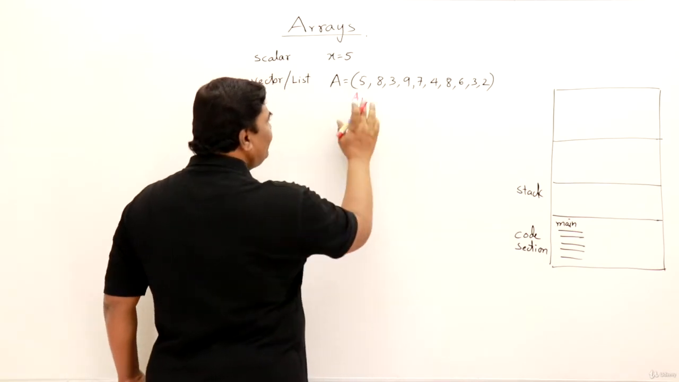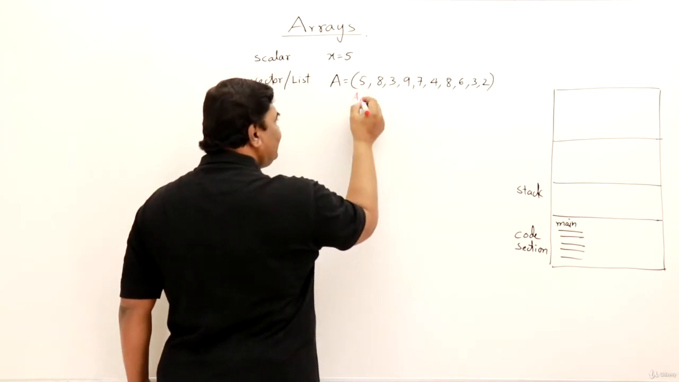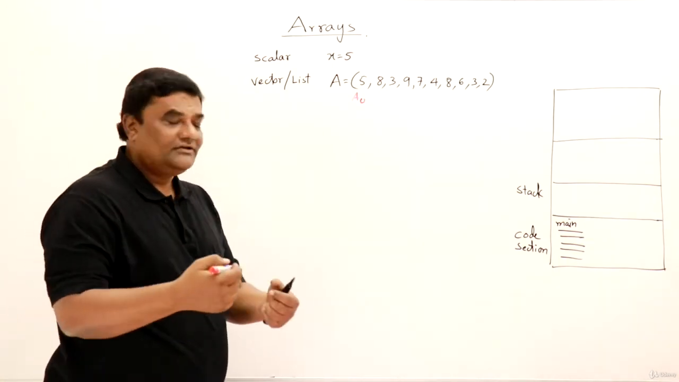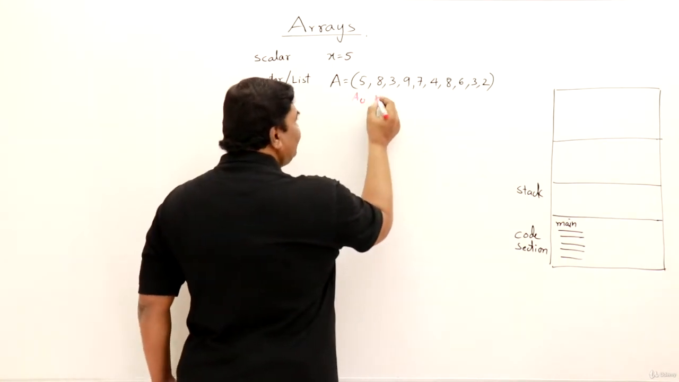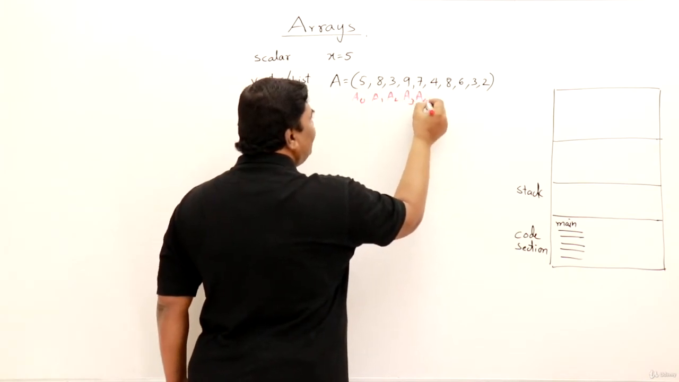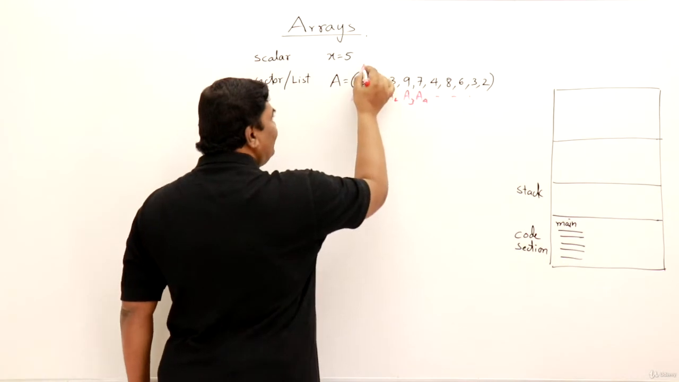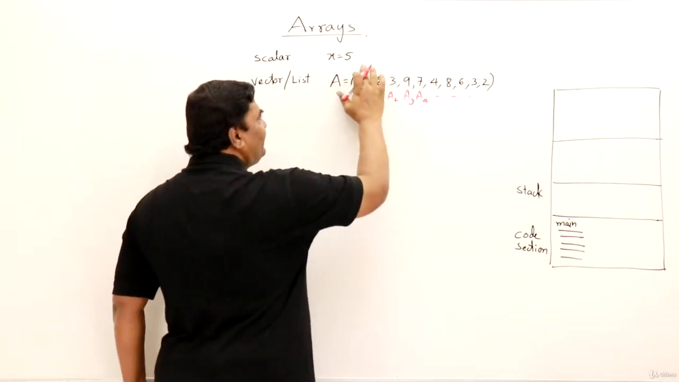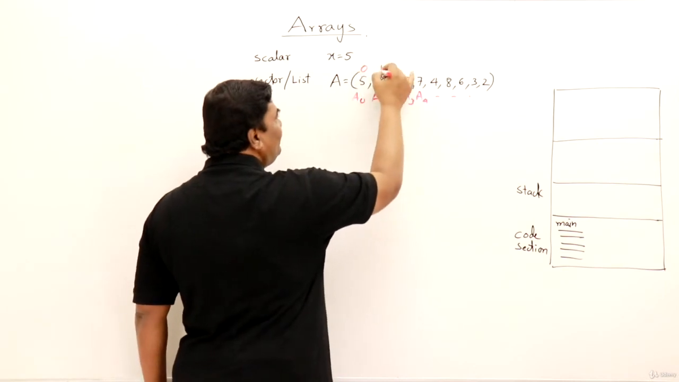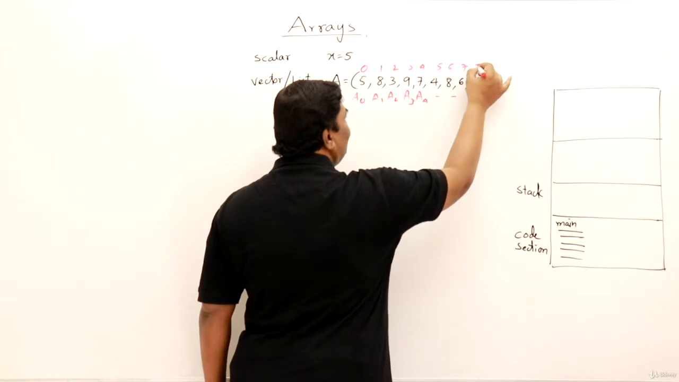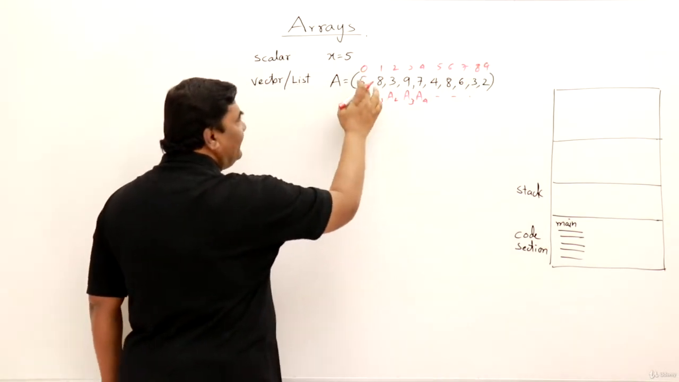In mathematics, we start from 1. But for us, let us take it from 0, because in mathematics you can start from 0 also, or 1 also. Let us start from 0. This is A0, this is A1, this is A2, this is A3, this is A4, and so on. Instead of writing the name every time, I will say 0, 1, 2, 3, 4, 5, 6, 7, 8, 9. Yes, this is A of 0.